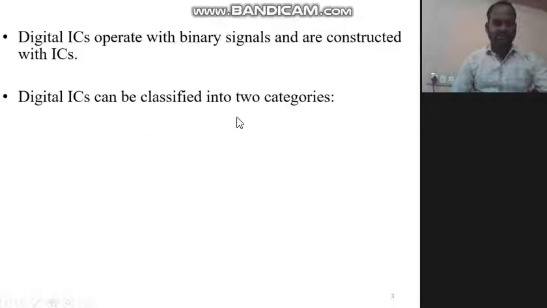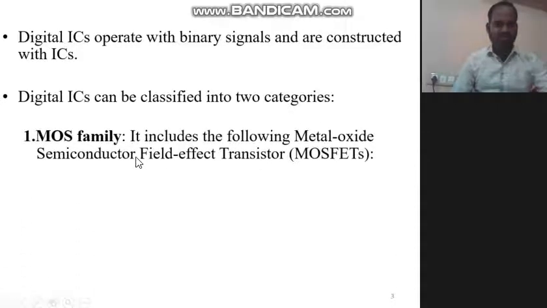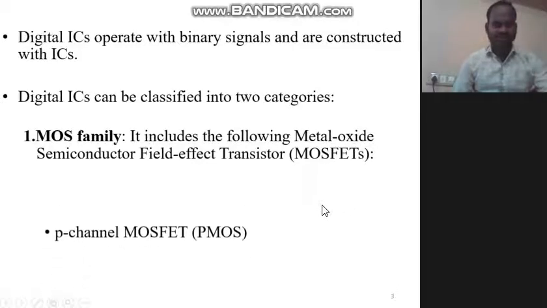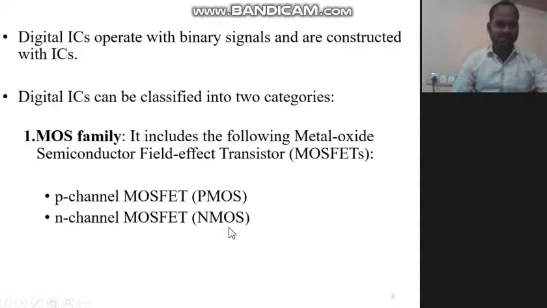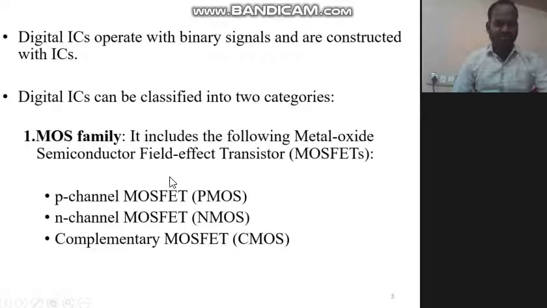The digital ICs can be classified into two categories. The first one is the MOS family. It includes the metal oxide semiconductor field effect transistor. MOSFET means metal oxide semiconductor field effect transistors: the P-channel MOSFET, N-channel MOSFET, and complementary MOSFET, CMOS. These are the different types of MOSFET families.